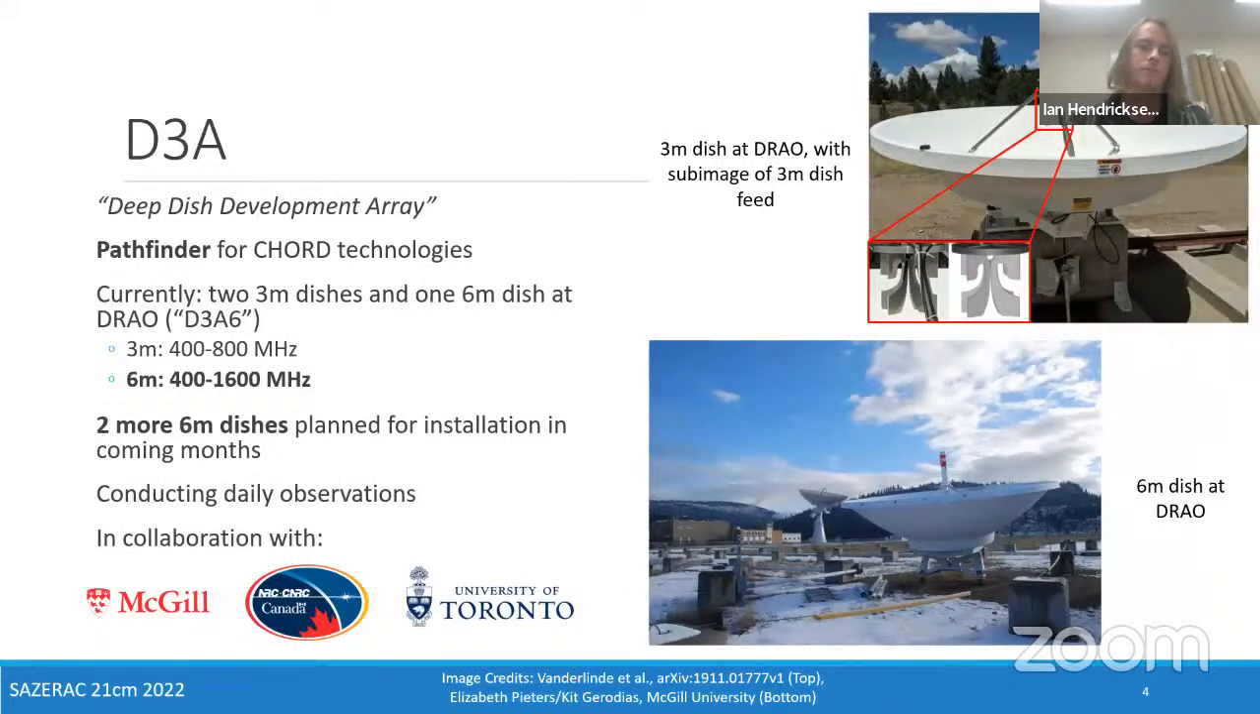So to achieve this, we've developed what is called the D3A, or the Deep Dish Development Array, which is the pathfinder for CORD technologies. And currently we have two 3-meter dishes and one 6-meter dish at the DRAO. Again, this is the current state of CHIME.